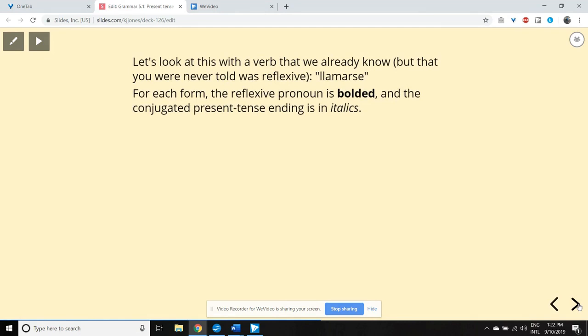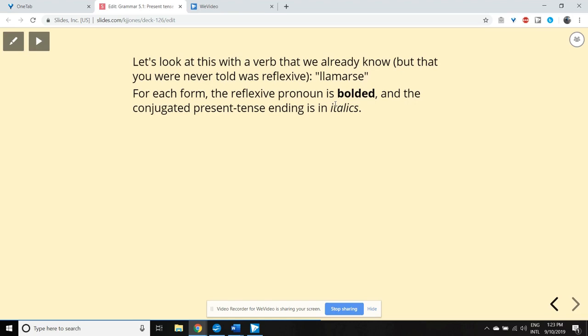So let's look at this with a verb that we already know, but that you were never told was reflexive, which is llamarse. Notice, this is a reflexive verb. Its infinitive has a se at the end of it. So for each conjugated form, I'm going to show you below, the reflexive pronoun is bolded. Oh, that was really Spanishy for no reason.